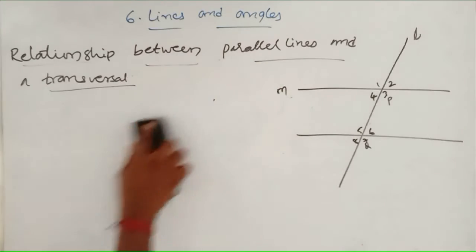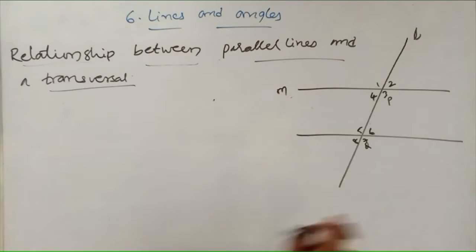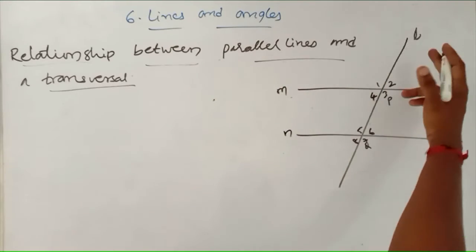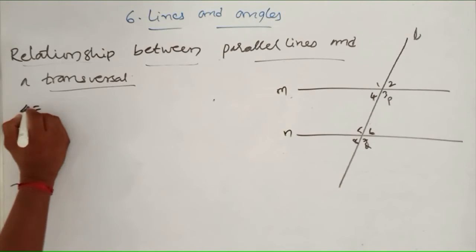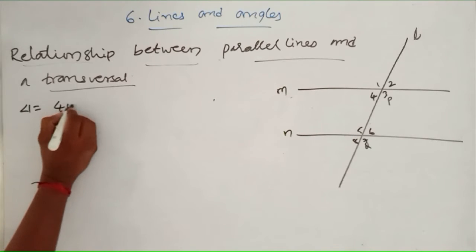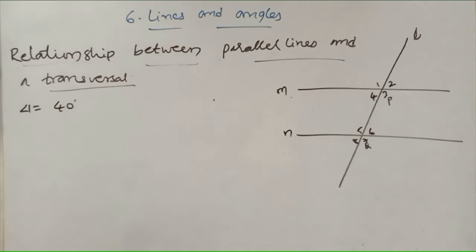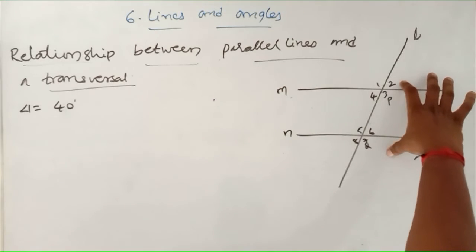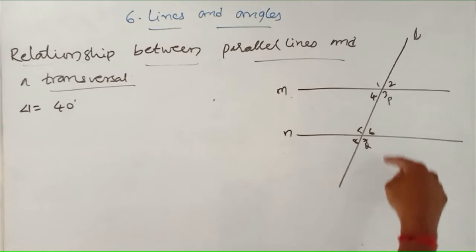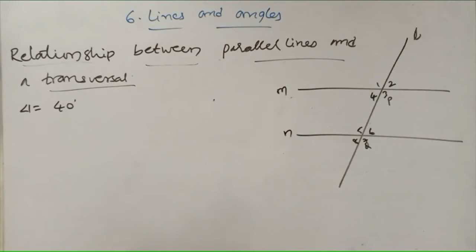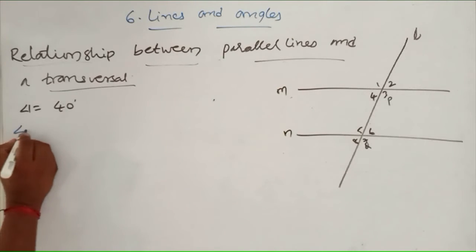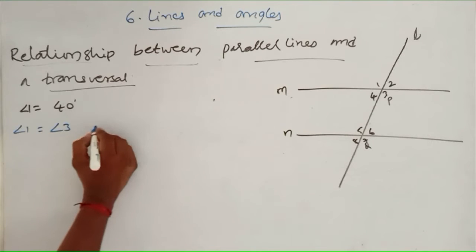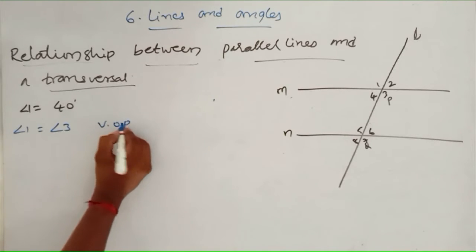So M and N are two parallel lines and L is a transversal, and one angle is given, that is angle 1 is equal to 40 degrees I am taking. Then clearly we know L is intersecting the two lines at two distinct points. Then first condition is angle 1 is equal to 40 degrees. Then what about angle 3? Angle 1 is equal to angle 3 because they are vertically opposite angles.